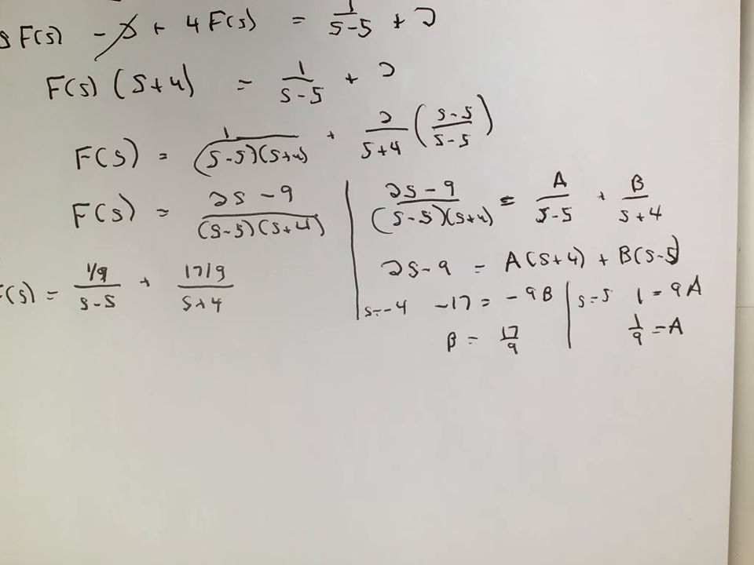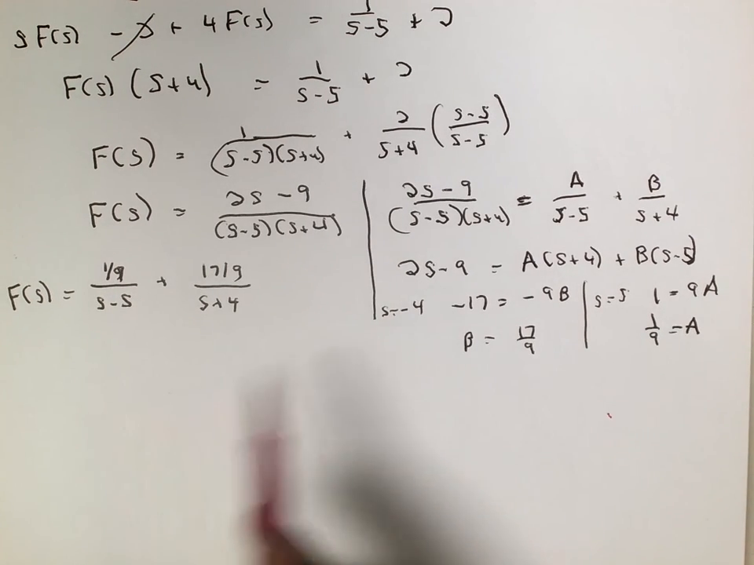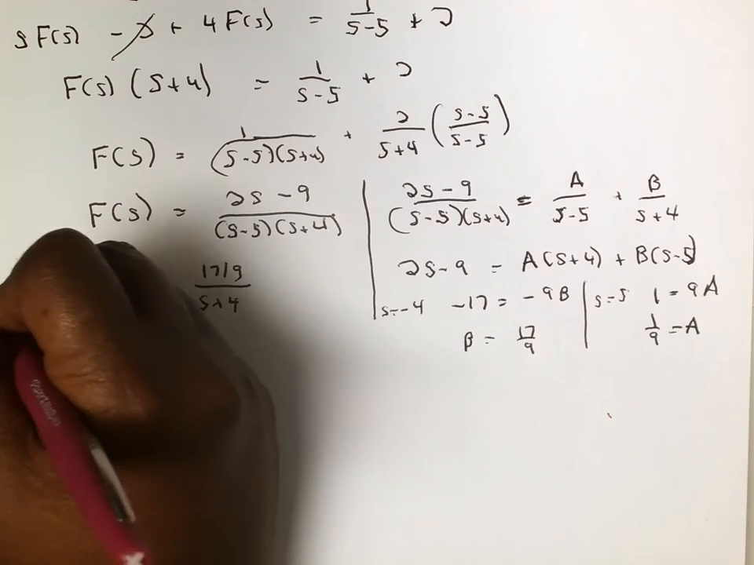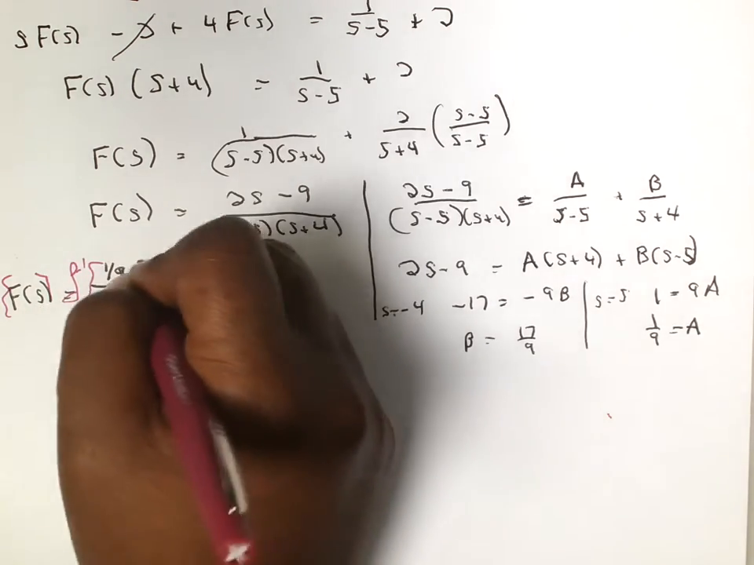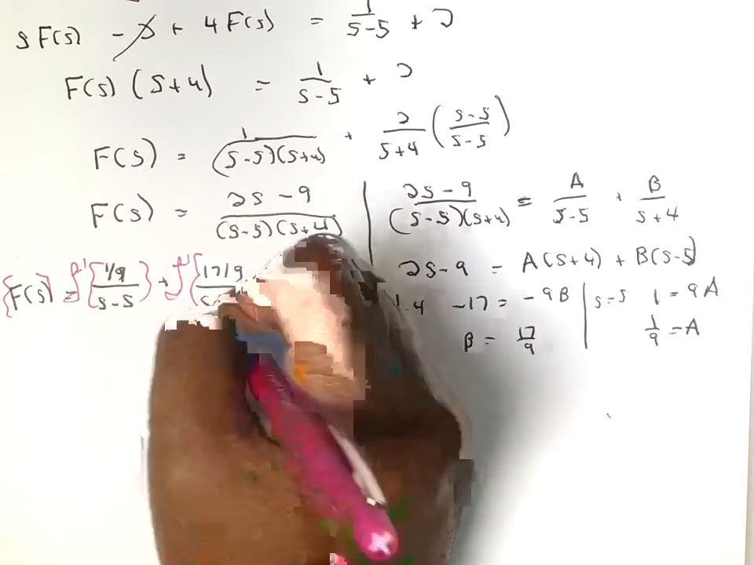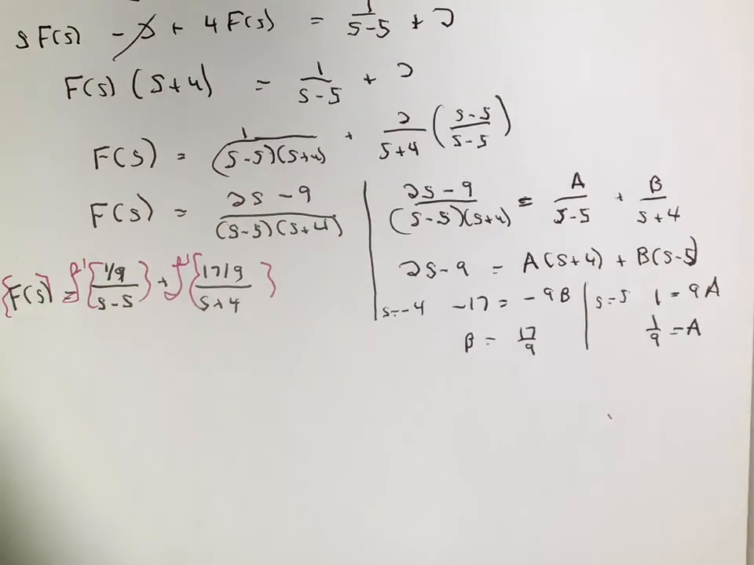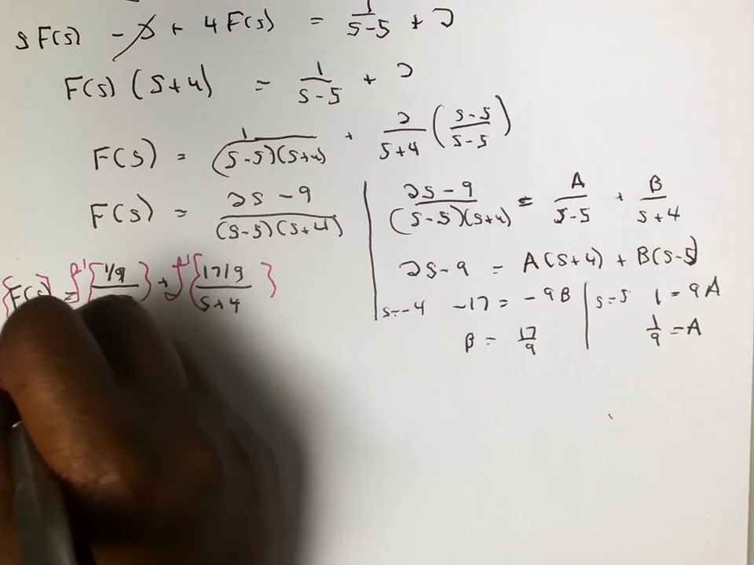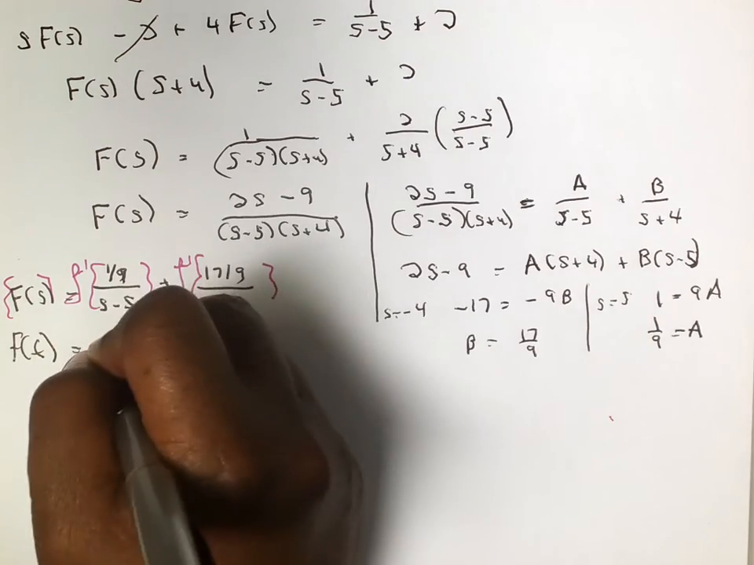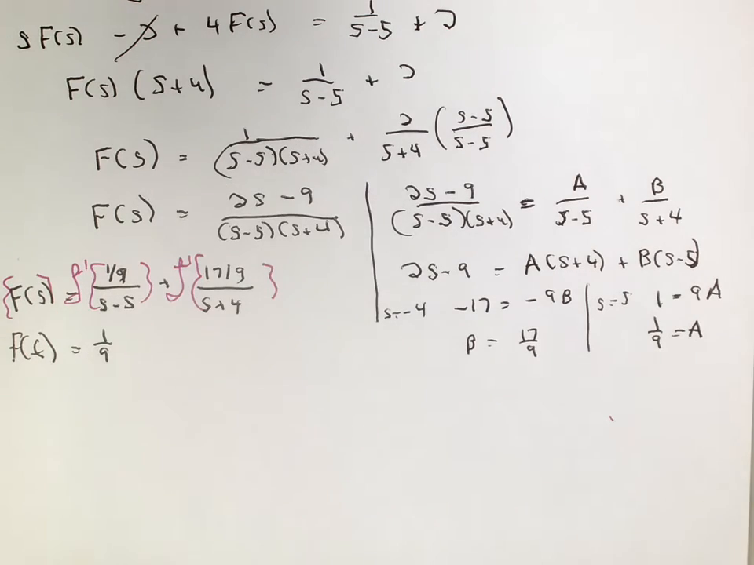So now I need to go back in the opposite direction now that I have this split up. So I'm going to do the inverse Laplace of each of these terms. The F of s just becomes f of t. I'm back into that variable. And then I have 1/9.